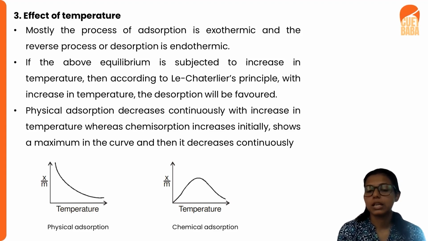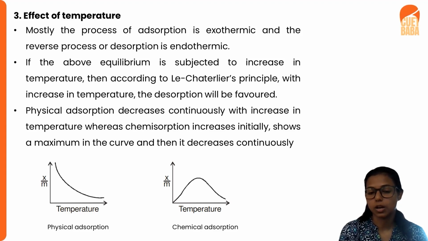Physical adsorption decreases continuously with increase in temperature, whereas chemical adsorption increases initially, then shows a maximum in the curve, and then decreases continuously. Here there are two graphs, x by m, that is the accumulation of the adsorbate on the surface of the adsorbent, drawn against the temperature. So in physical adsorption, there will be a continuous decrease in the accumulation of material when there is an increase in the temperature.